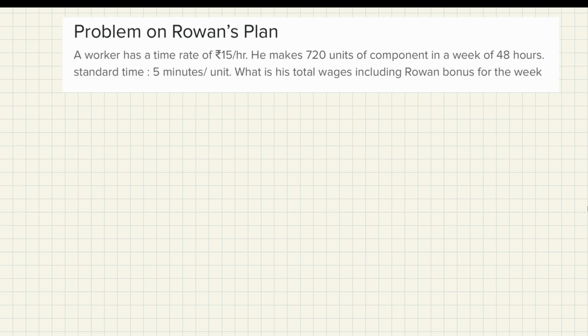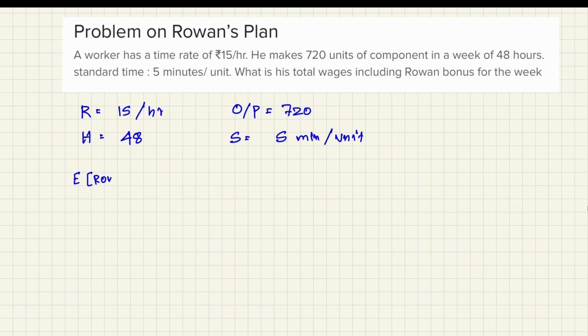We will take another simple problem on Rowan. A worker has a time rate of 15 per hour. So this is nothing but your R. He makes 720 units of component in a week of 48 hours. So the hours worked is equal to 48. Output is 720 units. Standard time is 5 minutes per unit. What is his total wage including Rowan bonus for the week? So first we will write the equation for Rowan.